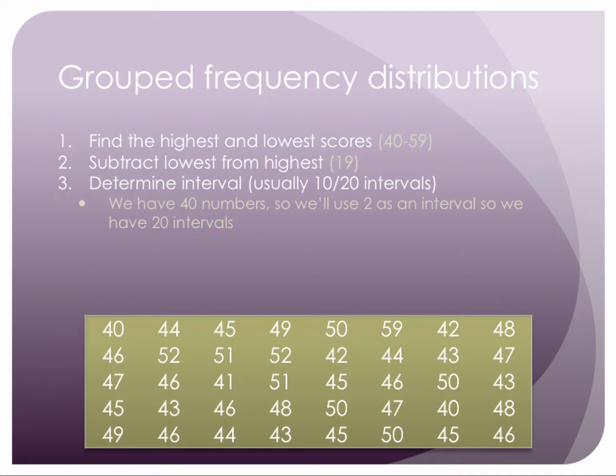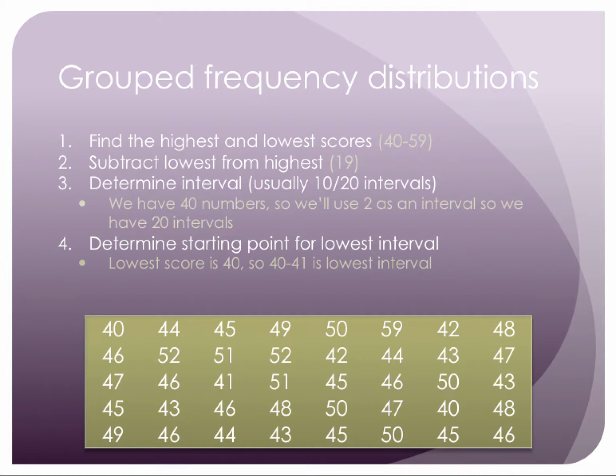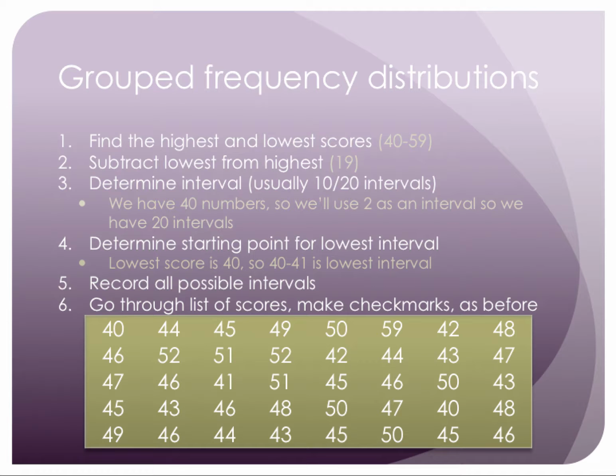Then we need to determine our interval. We want 10 to 20 intervals. So if we have 40 numbers, we'll use 2, and that will give us 20 of them. And then we need to determine the starting point for the lowest interval. So 40 to 41 is the lowest interval. And then we need to record all of our possible intervals in order, like we did all of our numbers along a y-axis. So we can finally go through and make check marks just like we did before once we have that set up.